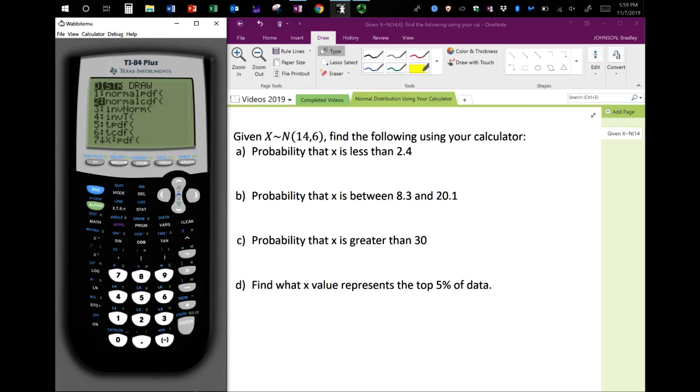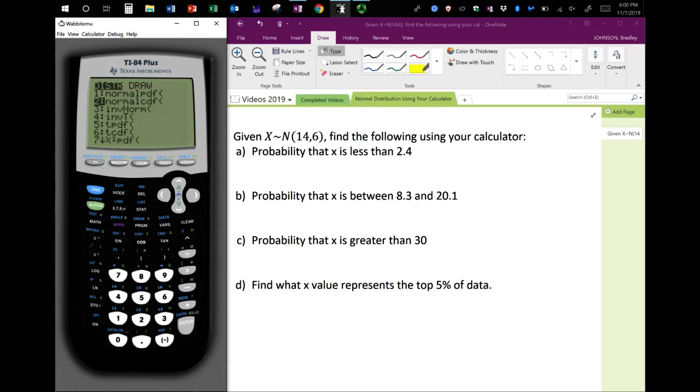Now, number 2 is what's called normalcdf, cumulative distribution function. This will give us probabilities. And if you look at the few questions I wrote up, A, B, and C all ask about probability. So I will be using button number 2 to solve A, B, and C.